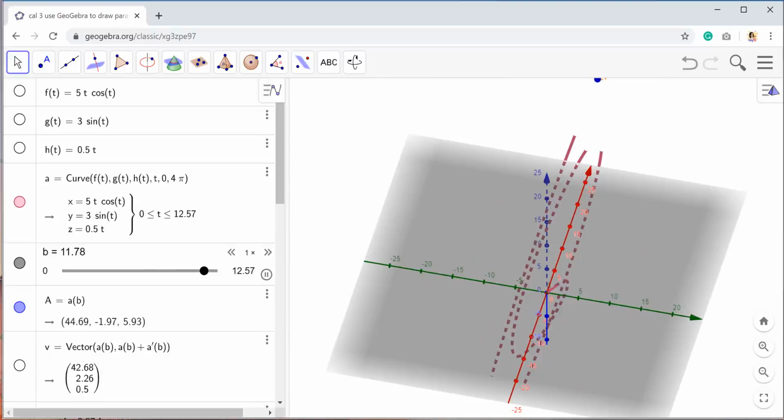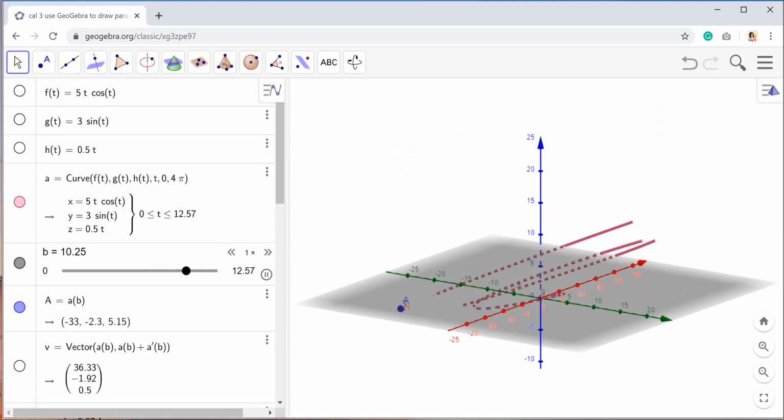Okay, so this is how we can graph parametric curves and then show their tangent vector, unit tangent vector, and the principal unit normal vector on the curve.